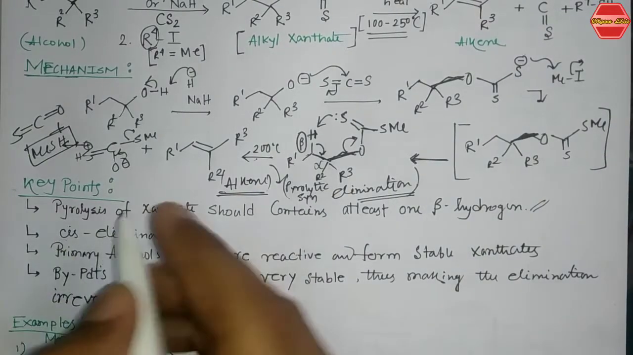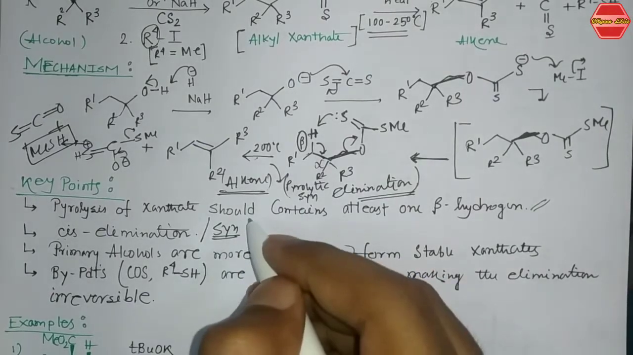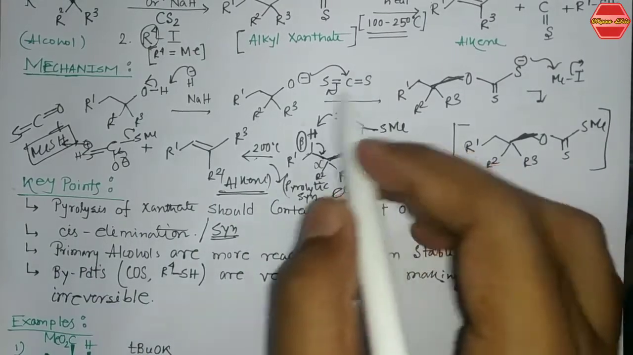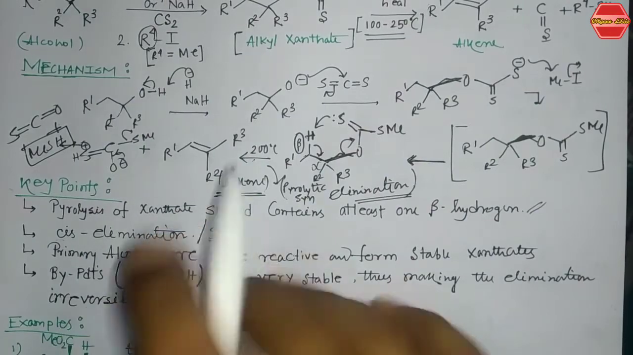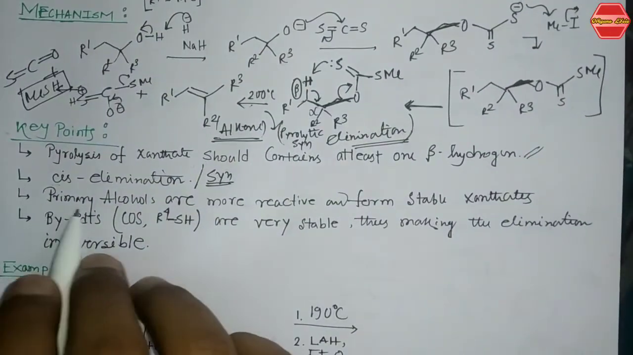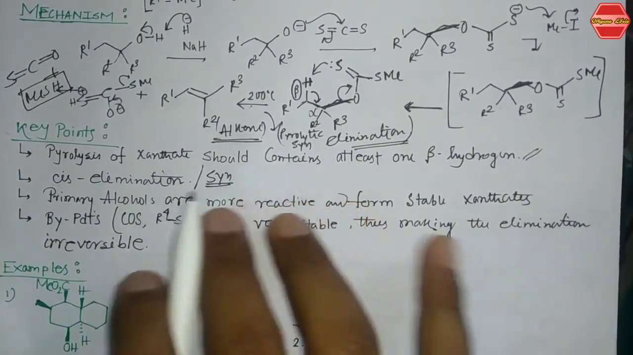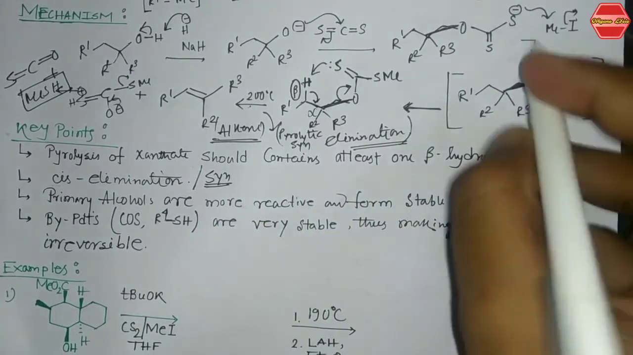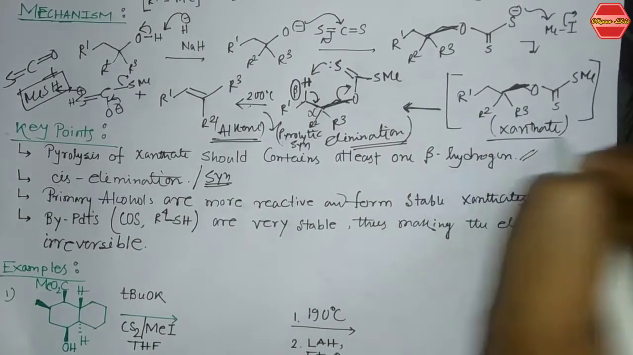Next thing is the cis elimination, it is cis or syn, you can say. So syn elimination should take place, no anti elimination takes place for this reaction. So that is why this reaction is quite important for different types of compounds. Now see, the next point is that primary alcohols are more reactive and form the stable xanthate. That is why this primary alcohol is more reactive, and that is what gives you these stable xanthates. The xanthate means this one, this is your xanthate.